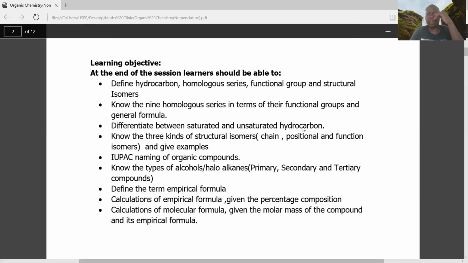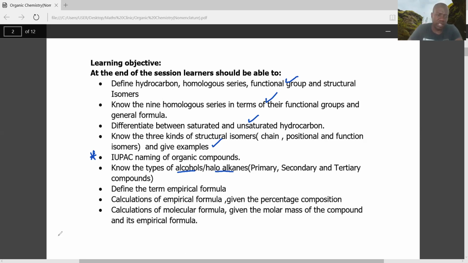So we have addressed the issue of structural isomers. So we've covered this. Now, what is it that we need to look at? So 1, 2, 3, 4, we've covered. Now we have to look at the naming of organic compounds. But before we do the naming, guys, let's talk about alcohols and halo-alkanes in terms of primary, secondary, and tertiary.